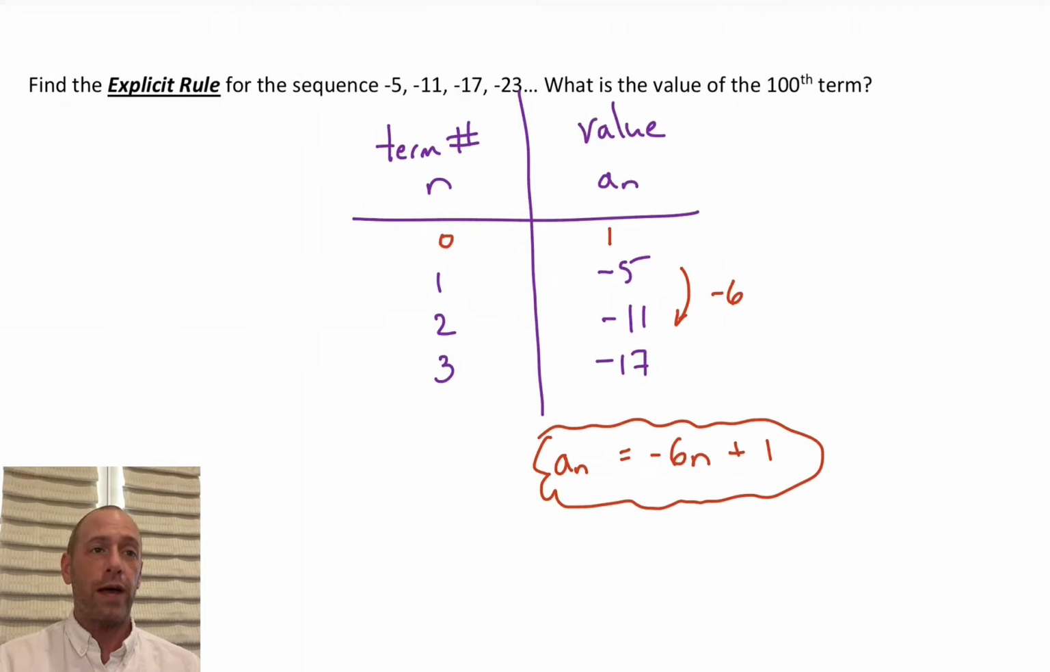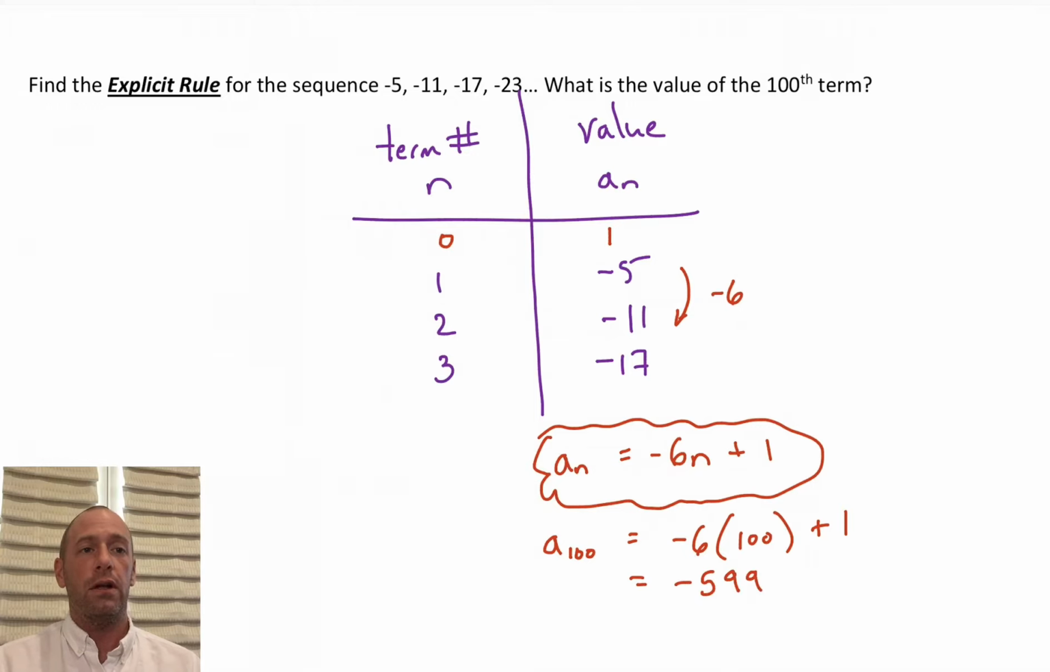Now we're going to use that explicit rule to find the value of the 100th term. To do that, we replace n with 100. So -6 times 100 plus 1 would be negative 599. So the 100th term is -599.